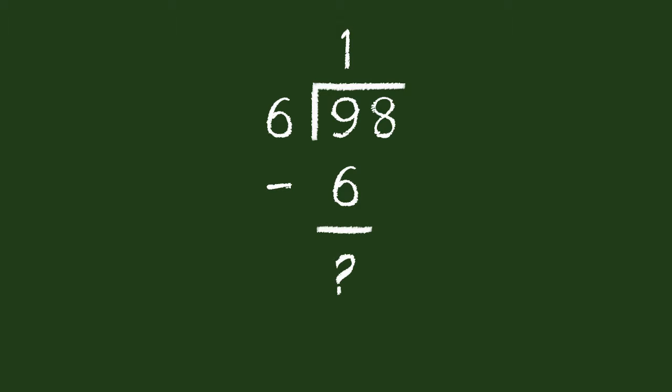Now subtract 9 minus 6. 9 minus 6 equals 3. The next step is what is different in level 4 with a 2-digit dividend. Instead of putting this 3 as the remainder in the answer, we bring the 8 of the 98 down here beside the 3 to make 38. This arrow shows that we brought the 8 down.